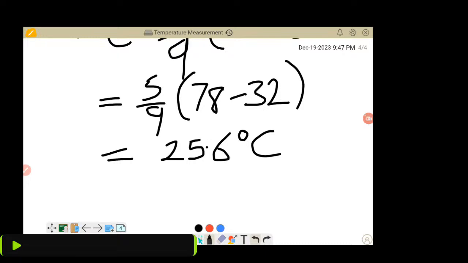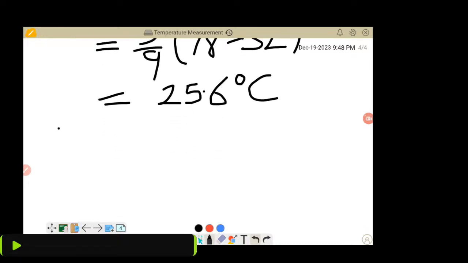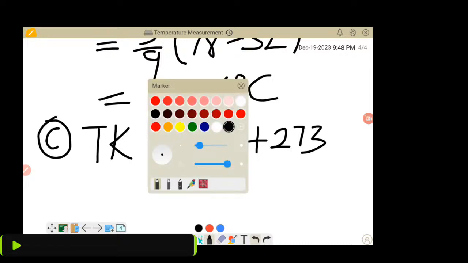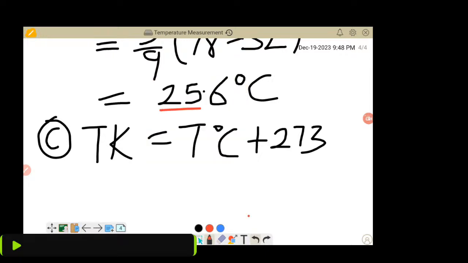Now let's take it to Kelvin temperature, that is absolute temperature, that's another name for it. Now how do you do this? Very simple. Let's call that the C part of our question. T Kelvin equals any value you have in degrees Celsius plus 273. This is the formula for finding the absolute temperature, that is Kelvin temperature. And our value in degrees Celsius is this.